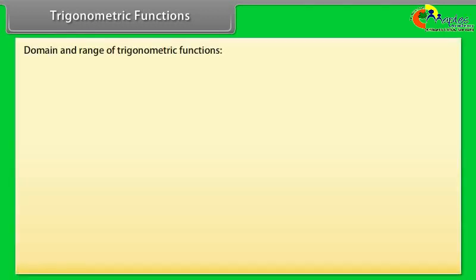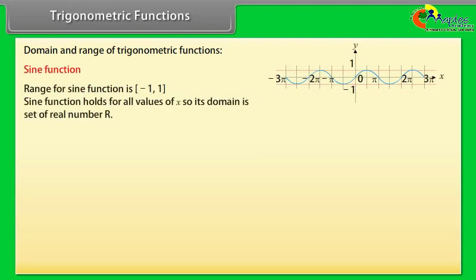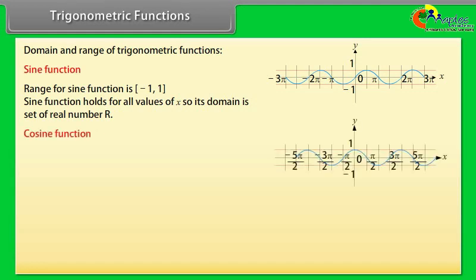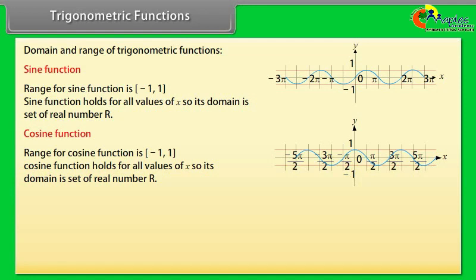Trigonometric functions. Domain and range of trigonometric functions. As we have studied earlier, an angle can be considered as a real number, so we denote the angle by x, not theta. Sine function. Range for sine function is -1 to 1. Sine function holds for all values of x, so its domain is the set of real numbers R. Cosine function. Range for cosine function is -1 to 1. Cosine function holds for all values of x, so its domain is the set of real numbers R.